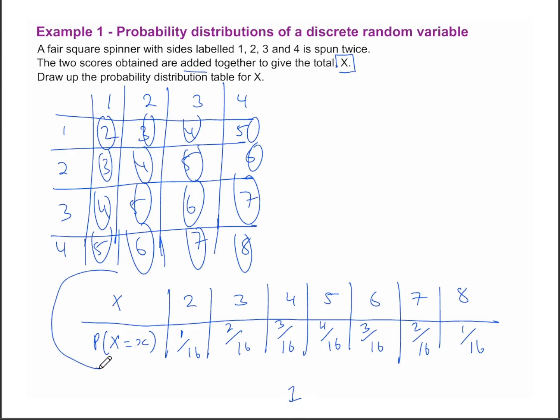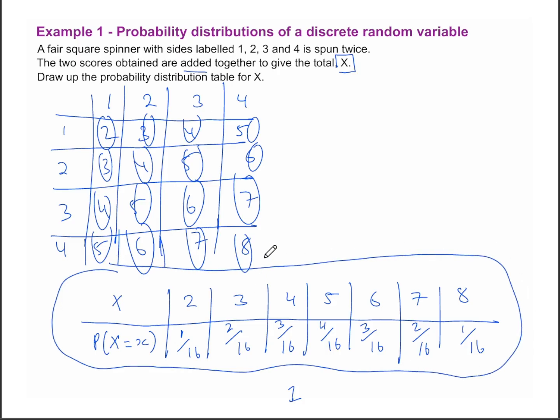And this right here will be the probability distribution table for this example, where you have your random variable x at the top and the probability that the random variable is equal to that specific value that is possible from the event occurring.